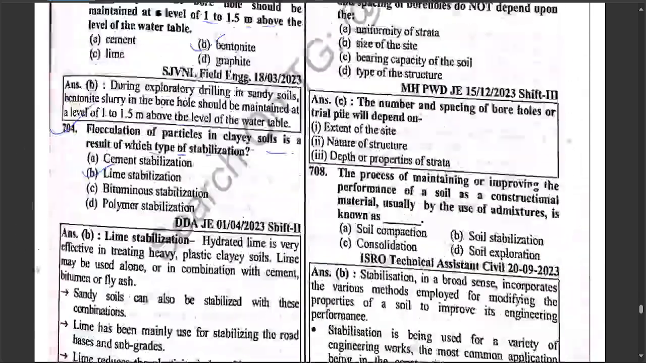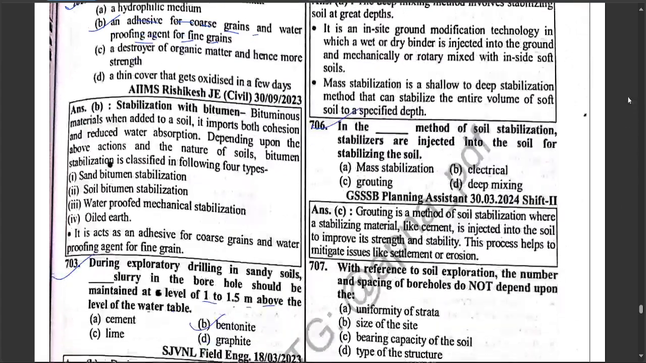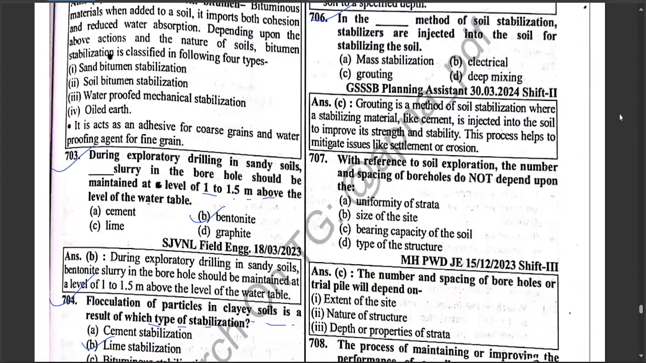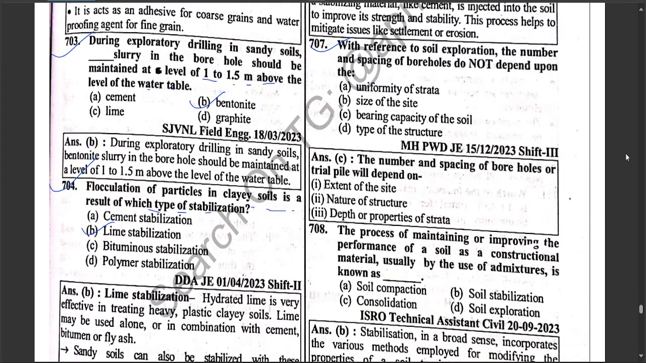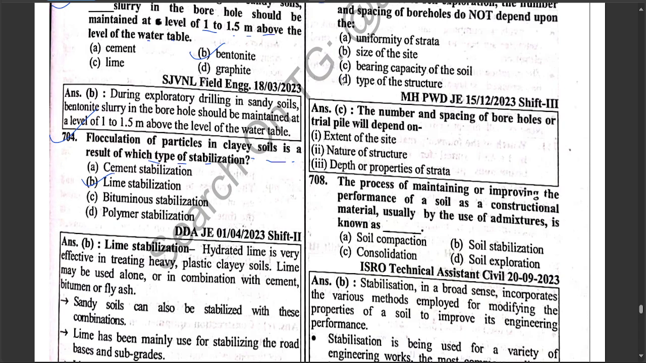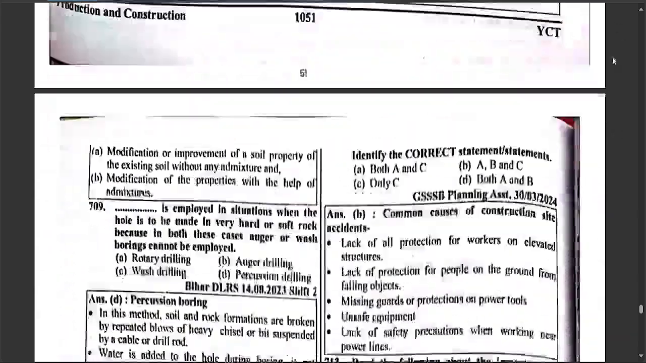Lime stabilization. The DASH method involves stabilizing soil at great depth, which is deep mixing. In the DASH method of soil stabilization, grout is injected into the soil for stabilizing the soil. With reference to soil exploration, the spacing of boreholes does not depend upon the bearing capacity of the soil. The process of maintaining or improving the performance of soil as a constructional material, usually by the use of admixtures, is known as soil stabilization.